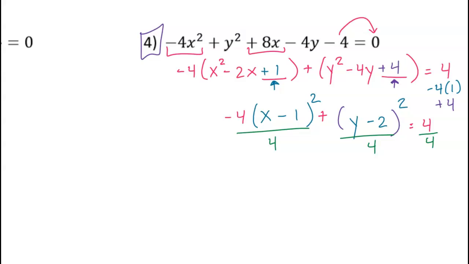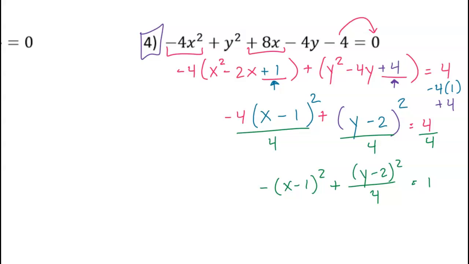Oh, my key was wrong. So this is y minus 2 squared over 4, but then here the 4's cancel, leaving us with just x minus 1 squared. That is negative. Meaning our a value is 2.